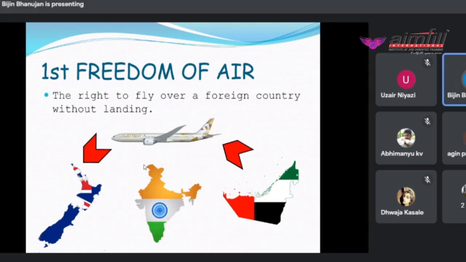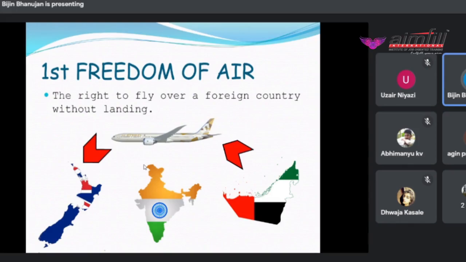So the first freedom of air is that UAE, India, and New Zealand have come into a bilateral agreement that Etihad Airlines can operate their flight and they can use the airspace of these three countries. That is, the aircraft is not allowed to land in India, but it can use its airspace. This is the first freedom of air.